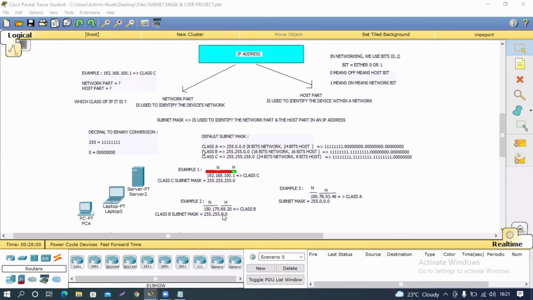You write the IP address and first find out which class IP it is. Once you find the class of the IP, simply apply that class's subnet mask on that IP. Wherever you are seeing 255 in the IP address, it will be network. And wherever you are seeing zeros, those octets will be host.